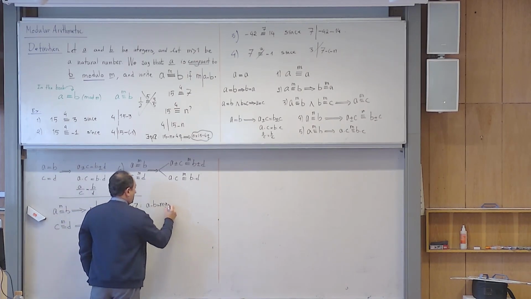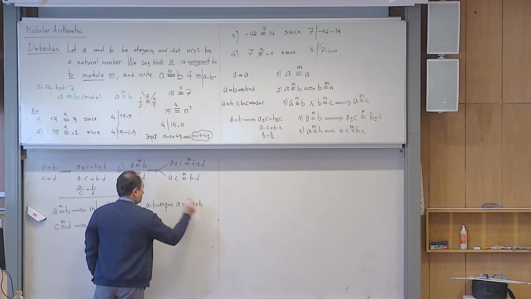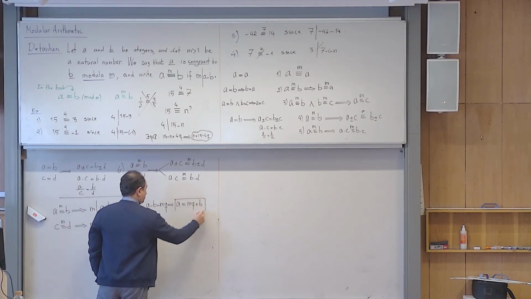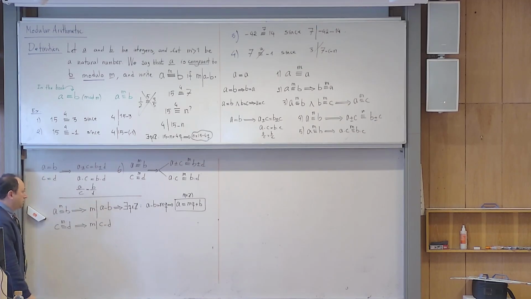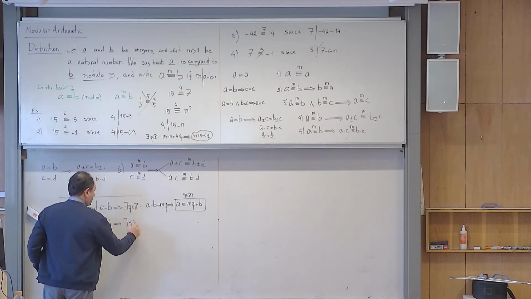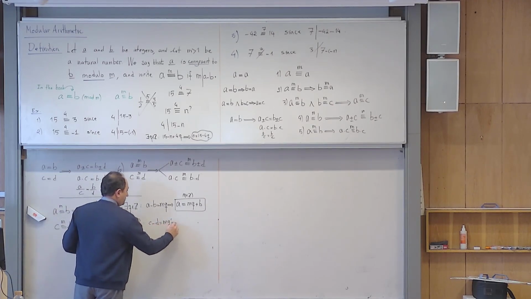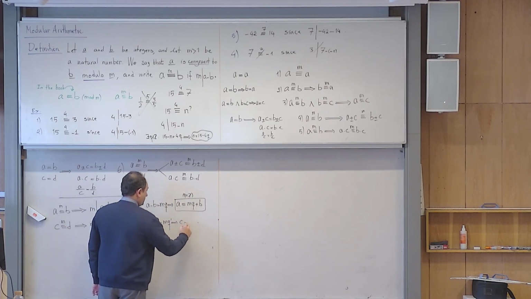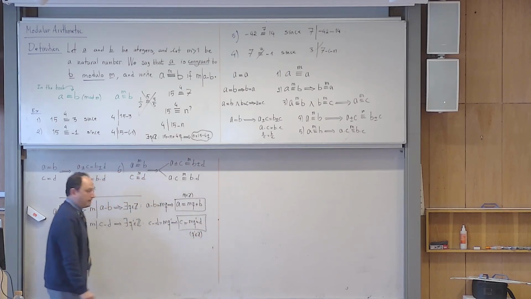But what can I write here? I can move B to the other side and write this. So the algebra is very simple. The same thing here: there exists a Q prime in Z such that the number on the right, C minus D, is equal to this number times Q prime. And then I move D to the other side. So C becomes equal to M Q prime plus D. And of course, Q prime also belongs to Z.